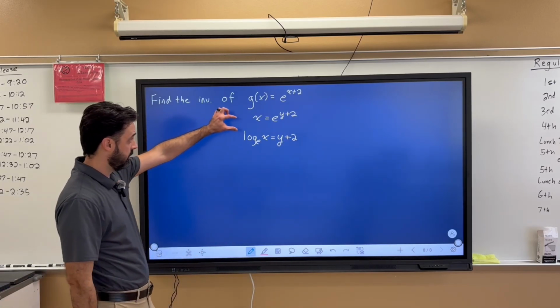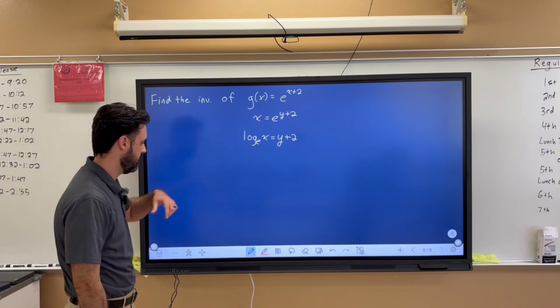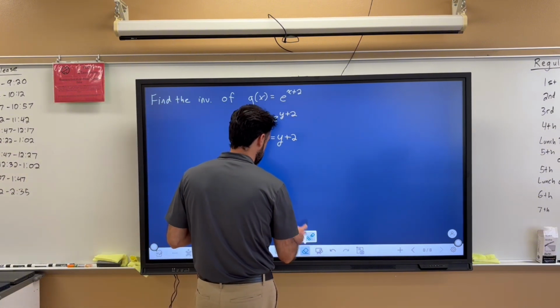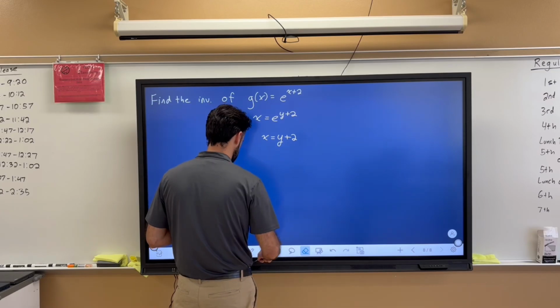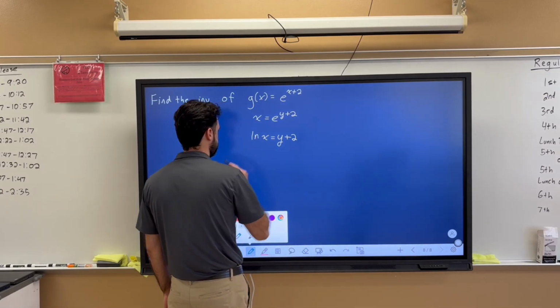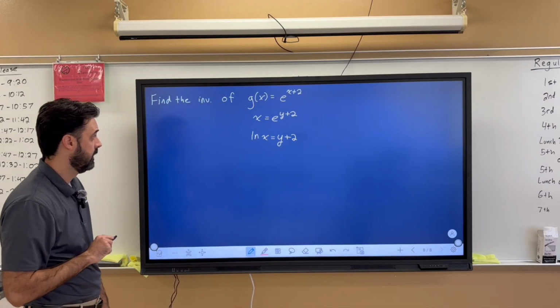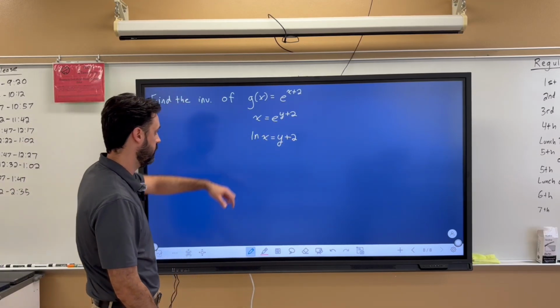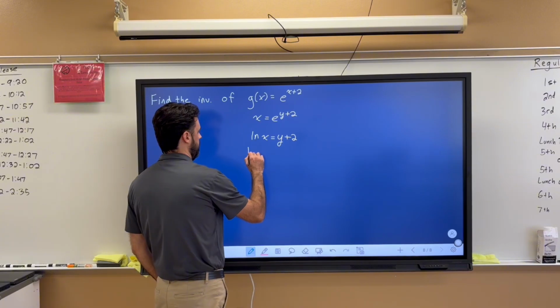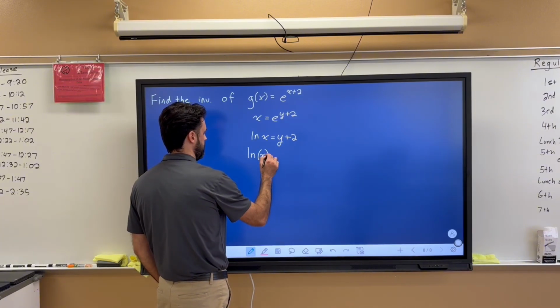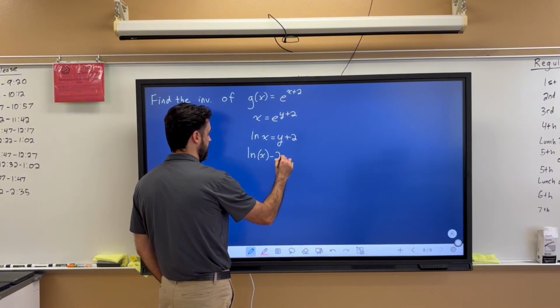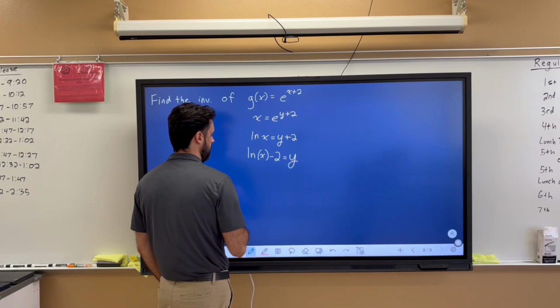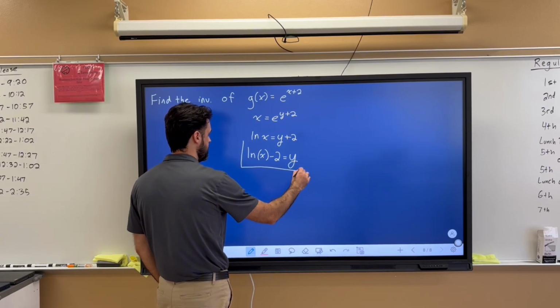All right, so again, I just converted from exponential form into log form, and then we can replace the log base e. That's really just a natural log. All right, last step, get y by itself. We're going to subtract that 2 over, but be careful, it's not with the x. I'm going to put parentheses here to show it's not part of the natural log. All right, so this would be our inverse function right here.